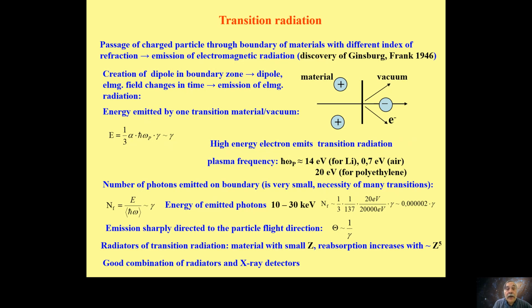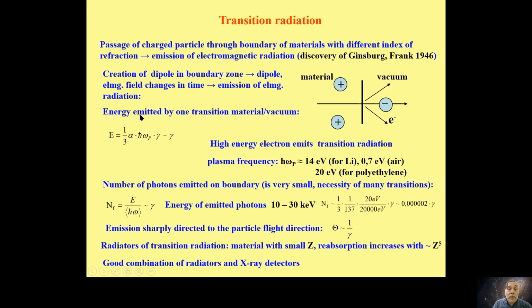Okay, the last possible interaction is the interaction of charged particles running through different materials. If a charged particle crosses a boundary between different materials which have different indices of refraction, in this case we also have emission of electromagnetic radiation. It was discovered by Ginzburg and Frank in 1946. In this case, a dipole is created in the boundary zone, and the dipole's electromagnetic field is changing in time, and that means there is emission of electromagnetic radiation.